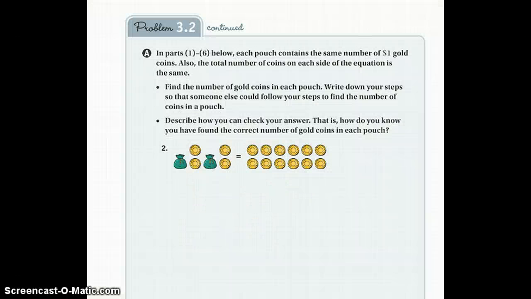Go on to the next one. Now we have 2 pouches, 4 coins equals 12 coins. Think about what we did with the last problem. See if you can come up with this one on your own. Did you get that each pouch has 4 coins? If you did, you're right.